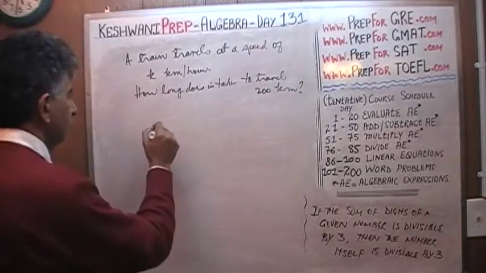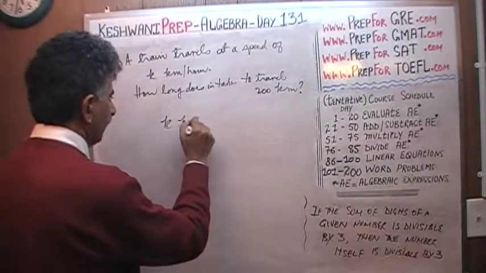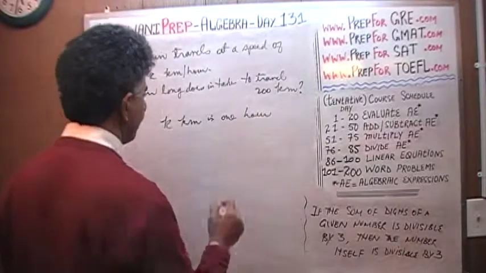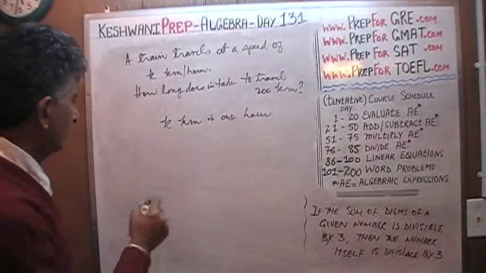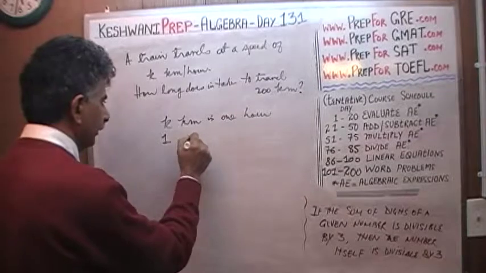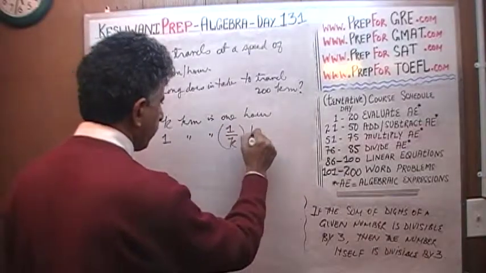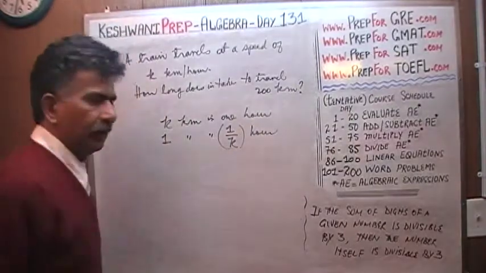Well, it goes k kilometers in 1 hour. K kilometers in 1 hour, which means it must go 1 kilometer in 1 over k hour. 1 over k hour.